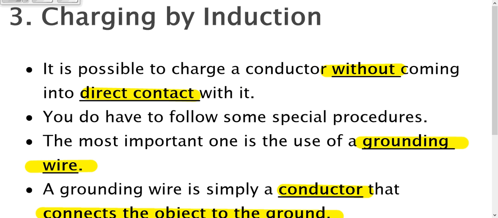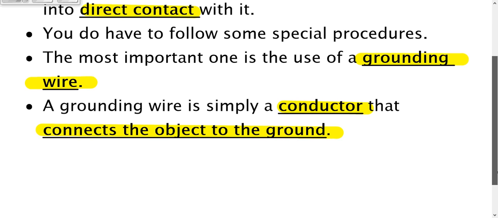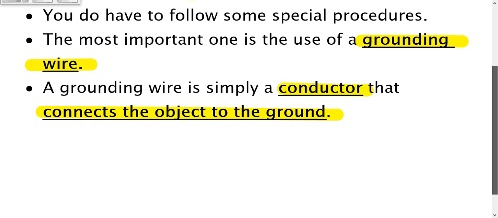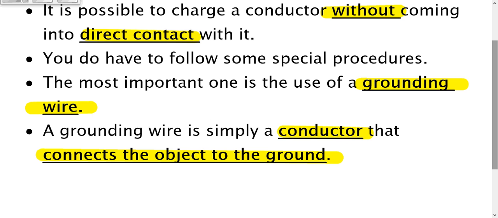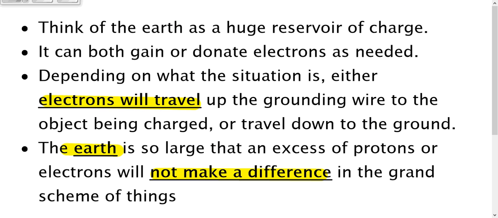When we charge by induction, we're charging by bringing an object near another object. So we're charging an object or a conductor without coming into direct contact with it. So we have to follow some special procedures, and the most important one of those is using a grounding wire. Basically, same as what we did on the conductor one, we're going to separate those charges, and then we're going to use that grounding wire to take away those excess charges. A grounding wire is simply a conductor that connects the object to the ground. You can think of the Earth as a huge reservoir of charge. It can both gain or donate electrons as needed.